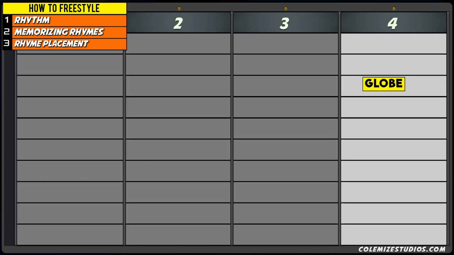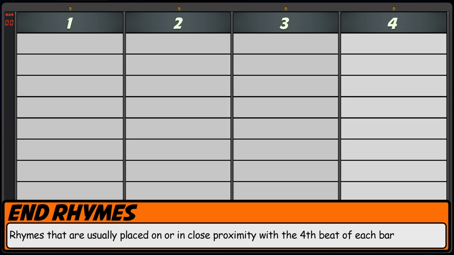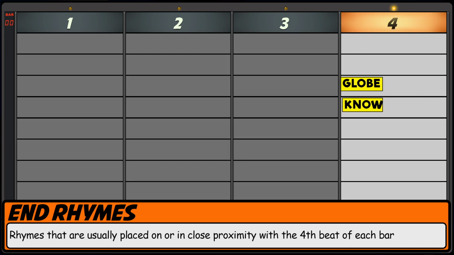Next, you need to be able to create good sounding rhyme schemes out of your rhymes. Now, a rhyme scheme occurs when 2 words that rhyme with each other are placed in relatively the same location for at least 2 bars. And in order to do this effectively, you will need to lean on step 1, which is establishing rhythm, because we typically structure our main rhyme schemes around beats. And the most common rhyme schemes that rappers use are called end rhymes. And these rhymes are usually placed on or in close proximity with the 4th beat of each bar. So in summary, you need to, by ear, be able to place rhymes in specific locations from bar to bar to create a strong rhyme scheme pattern.